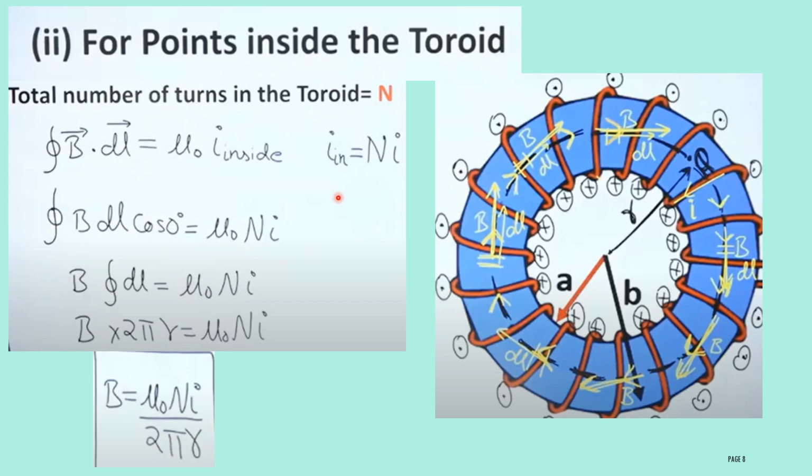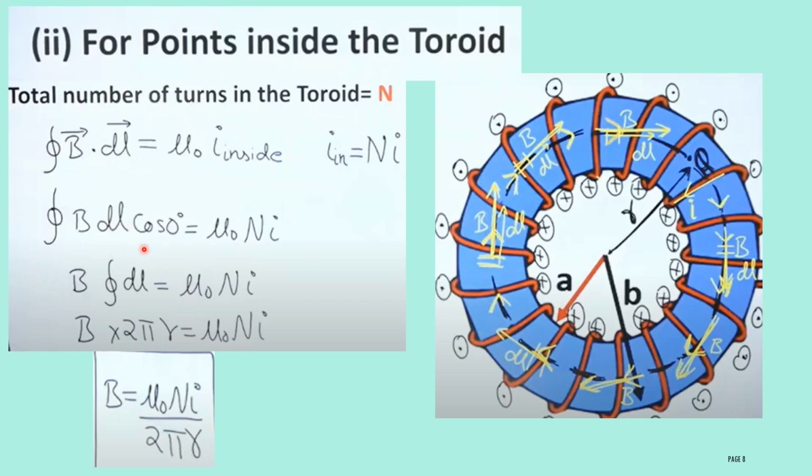According to this, the current inside the toroid we consider as positive. Here capital N indicates the number of turns. We have N number of turns. Therefore the total current should be Ni, because we have to multiply the current by N, the total number of turns. Then integral B dl cos 0 will be equal to mu naught Ni.